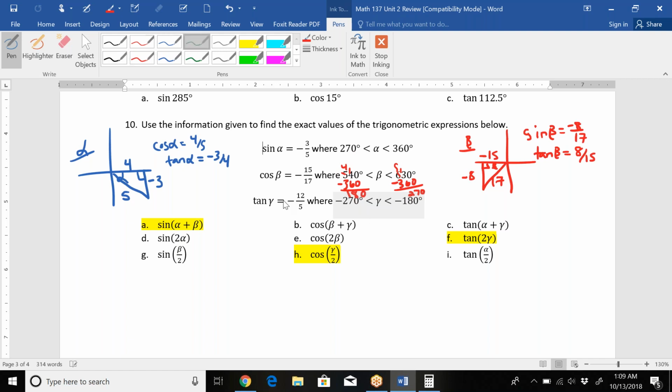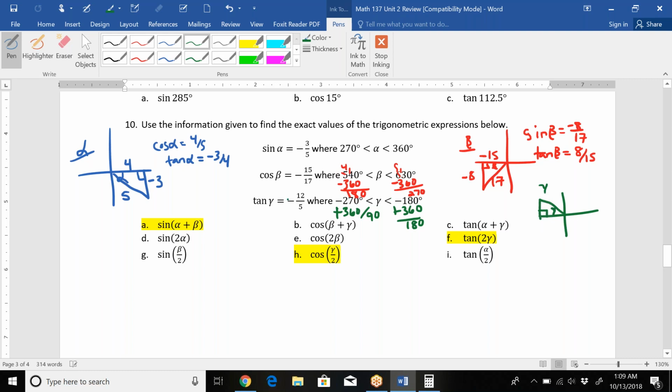And then the final picture is for this one. You can add 360 if you want to get those to not be negative. That would be positive 180 and 90, I believe. Yeah. So that's in quad, 90 to 180 is quad 2. So gamma is in quad 2.